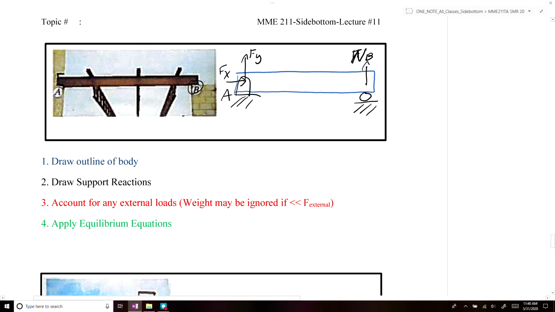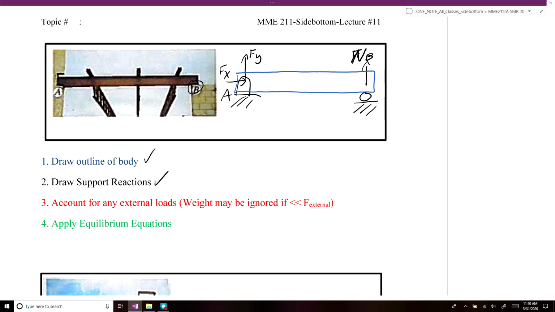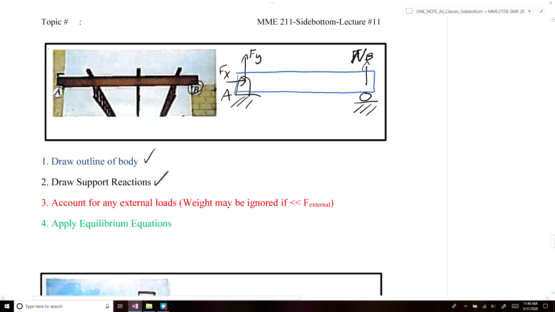All right, so we drew our rigid body and we drew our support reactions. Now we're going to draw the external forces that are being applied to our system. In this case, we have the weight of the beam, and we'll assume that the beam has a uniform density across it, so this would be applied at length over 2. And then we have 3 beams that are supported by this smaller beam from point A to point B.